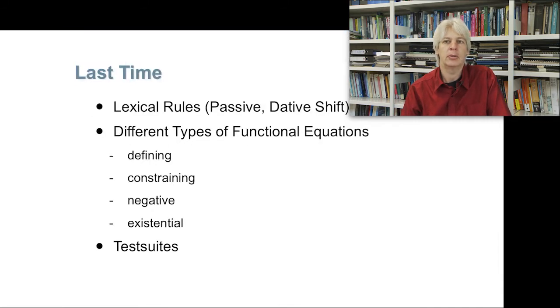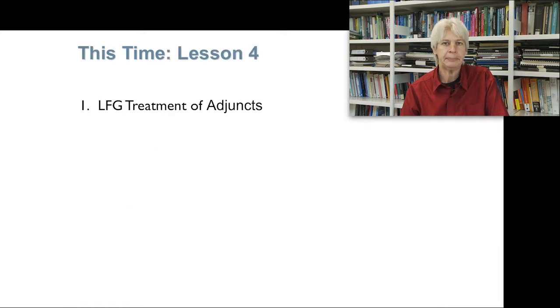As we have been doing, I'll briefly recap what we did last time. Last time you should have learned about lexical rules. In particular, we looked at the passive and dative shift in English. We looked at different types of functional equations: defining, constraining, negative, and existential. We had examples for all of those, and you should now be comfortable with using those in your grammars as you're going along. And we talked about test suites and the importance of test suites.